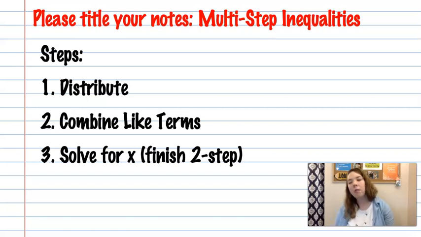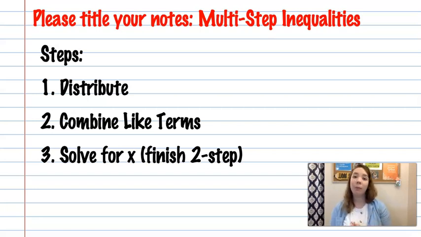All right, guys, so now that we know how to deal with addition, subtraction, multiplication, and division with our inequalities, we are moving straight into multi-step because other than flipping your sign when you're multiplying or dividing by a negative, these are just like equations, and we just did a whole bunch of equations. So the steps are basically the same.